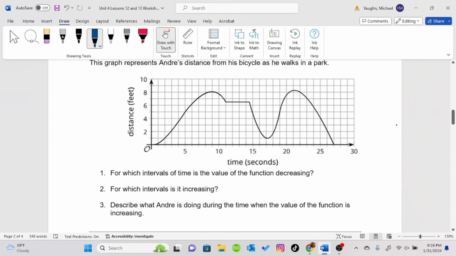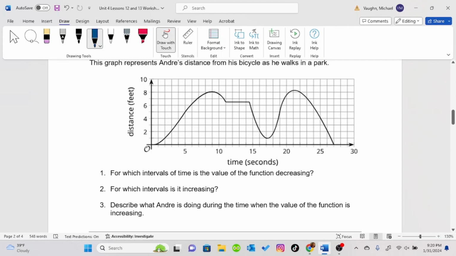This graph represents Andre's distance from his bicycle as he walks in a park. Number 1. For which intervals of time is the value of the function decreasing? You have to remember that the value of the function is the y value. So we are looking for what intervals of time the y value is decreasing.